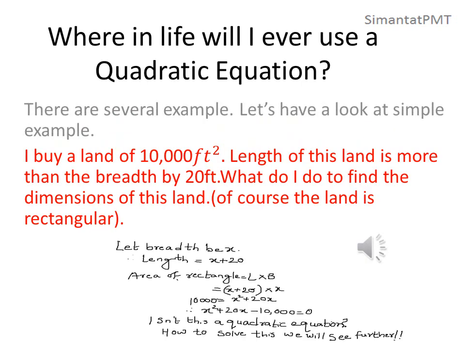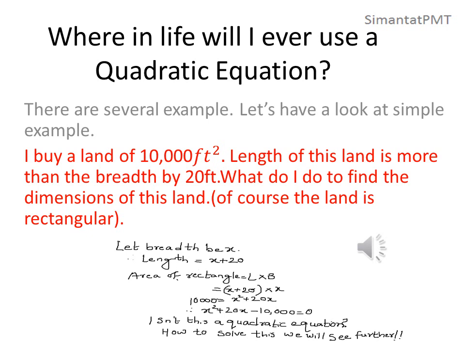Maths is an important subject which we use in everyday life. Yet, at times, students ask me, where in life would they use a quadratic equation? So I have tried to give you a simple example to make you understand how we can use a quadratic equation in daily life.